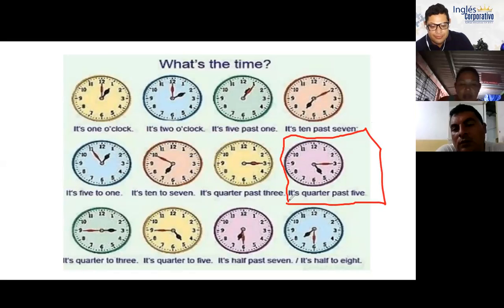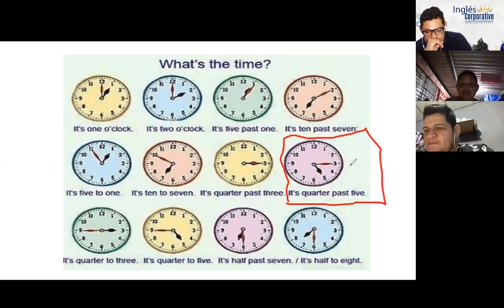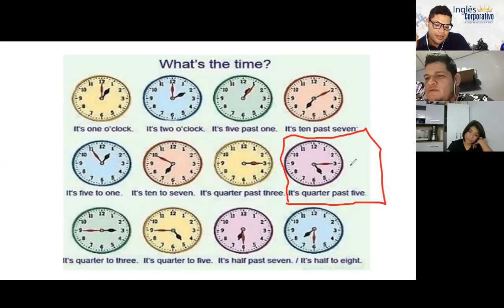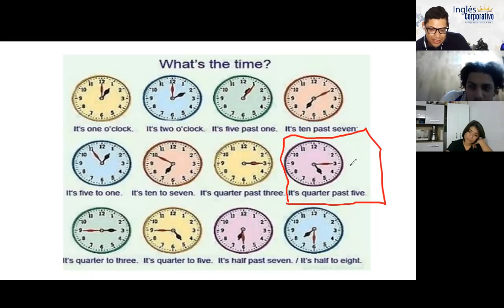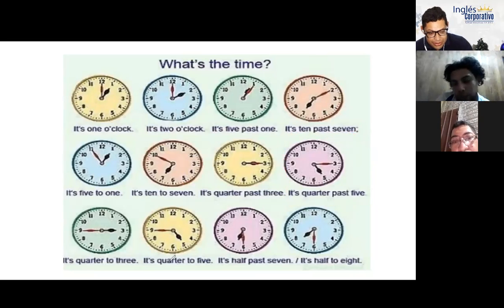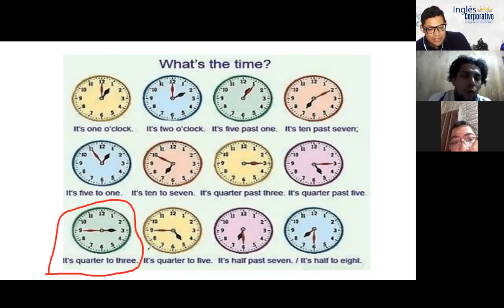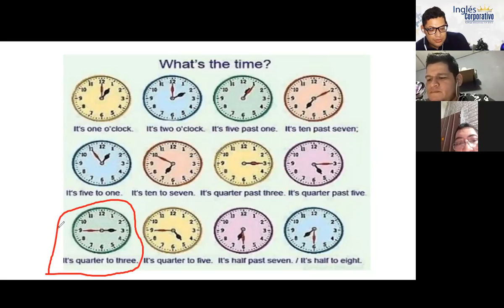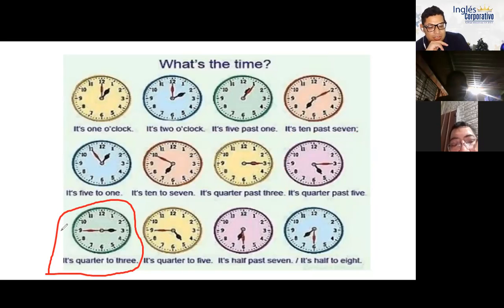It's 5:15. It's five quarter. Vamos a ver. It's 3:15. ¿Y cómo digo que son las 2:45? 2:45. Ajá, muy bien. It's 2:45.